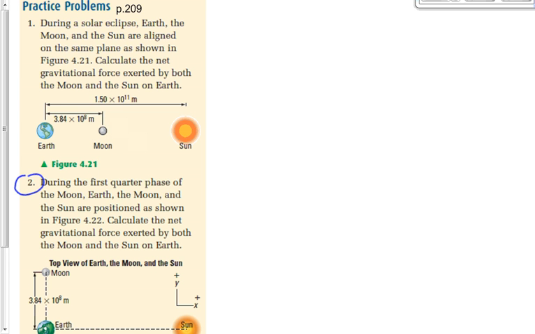But we want to find the net gravitational force. Net means, what's another word for net? A 5-letter T word. Let's go, Nathan, number 2. Total. It's the total force. So if you're looking at the Earth, there is a force of gravity caused by the Moon on the Earth. The Moon pulls the Earth this way. We're going to call that FME, the force of the Moon on the Earth.